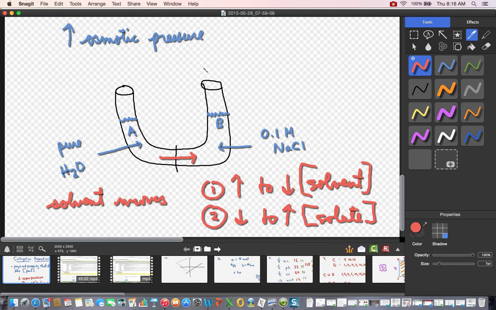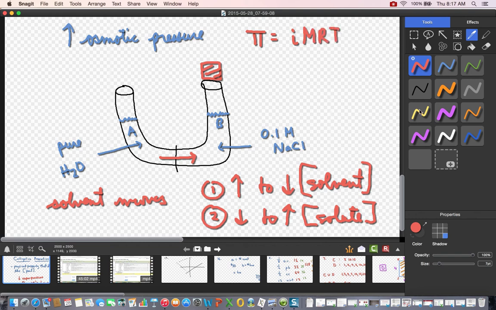Osmotic pressure is defined as the imaginary pressure that would be exerted by a square-headed piston that would prevent the net movement of solvent in any way, shape, or form. The relevant equation is actually a derivation of PV equals nRT. Pi, pressure, is equal to iMRT.